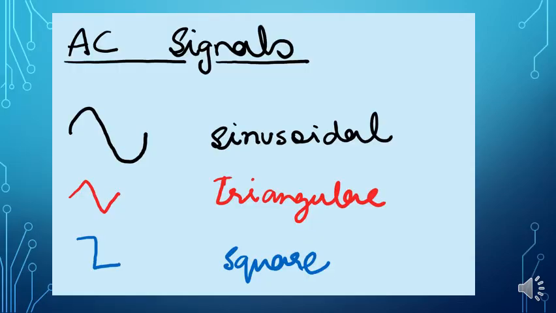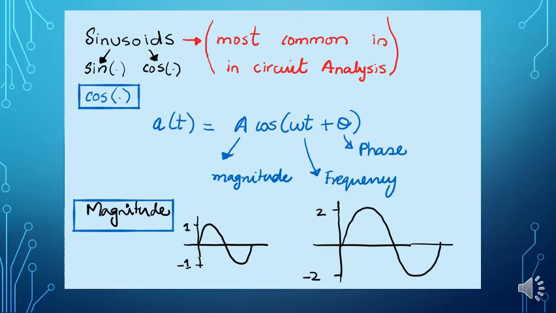So basically there are three types of AC signals which we are going to use in our AC analysis. Number one is sinusoidal, number two is triangular, and number three is square. We mostly use the sinusoid in our AC circuits. So what are sinusoids? Most commonly the sinusoids are sine and cosine.